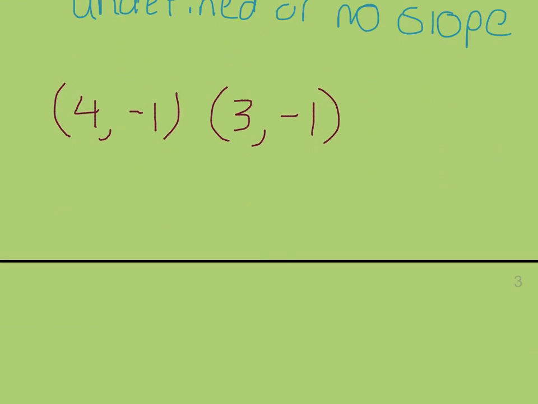Looking at the last one, I'm going to say my y's first, so -1 minus -1, which would change to plus a positive, and -1 plus 1 is 0, so I'd have a 0 on the top. On the bottom, I'm going to go 4 minus 3, which is 1, so I have 0 over 1, so I have 0 on the top, which is okay. So your slope equals 0, so you can write m equals 0 on that. That is all.